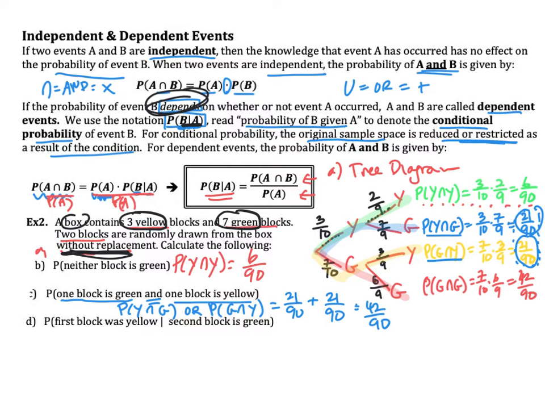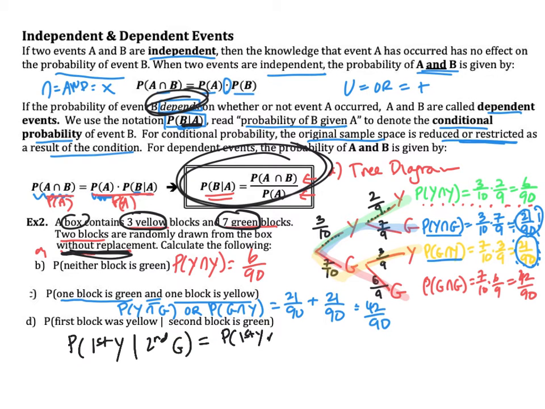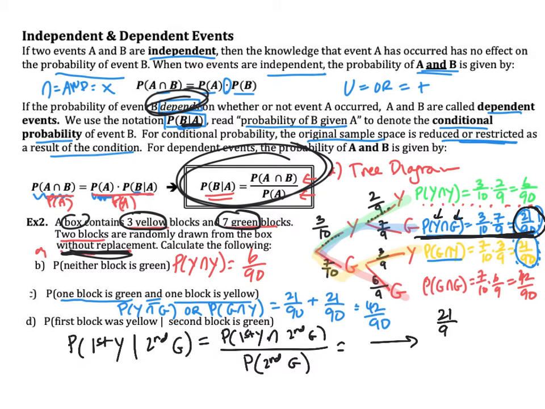The last example, it says, what is the probability that the first block was yellow, given that the second one was green? So I'm going to use this formula up here. It's the probability of the first being yellow and the second being green, divided by the probability that the second was green. So the probability that was first yellow and then green, well, there's only one option. That's this one right here. First one is yellow, second one is green. So my numerator is 21/90.